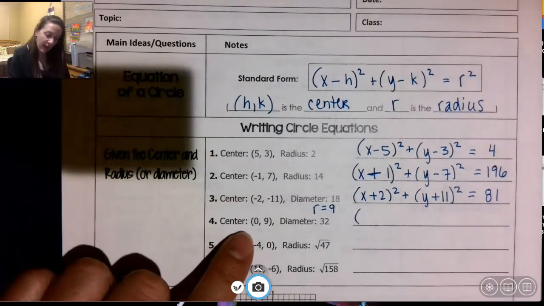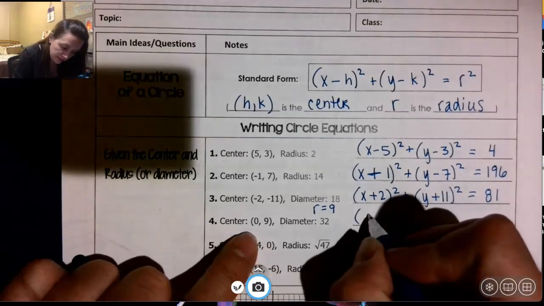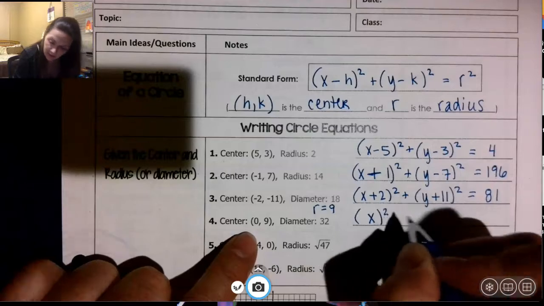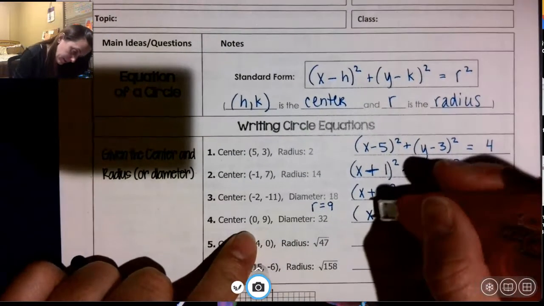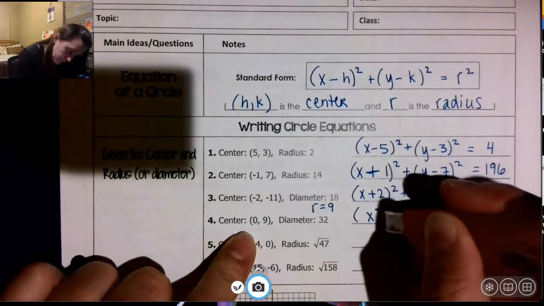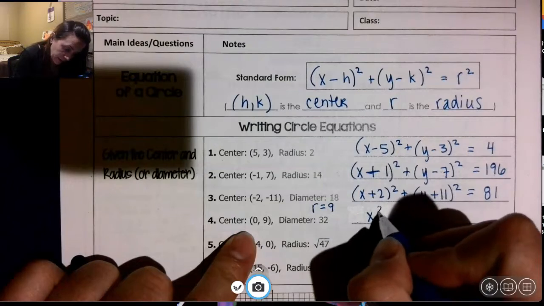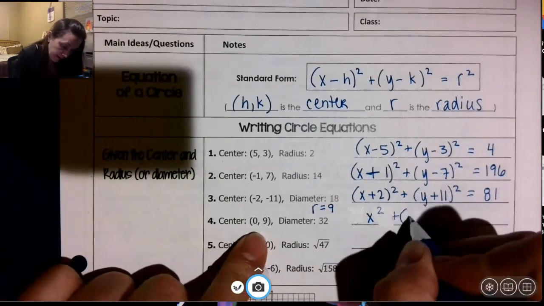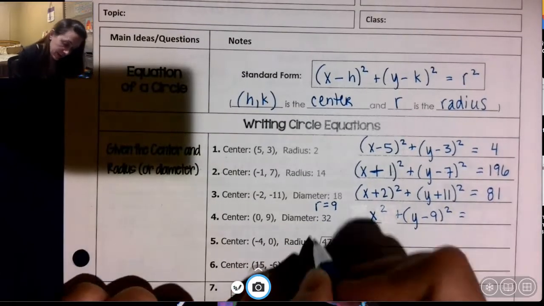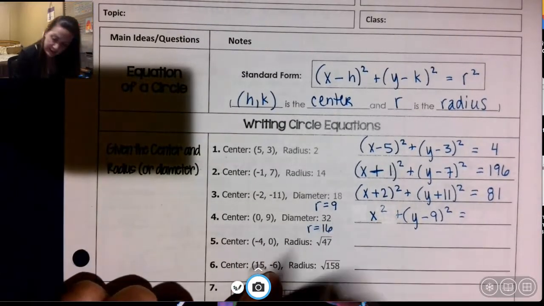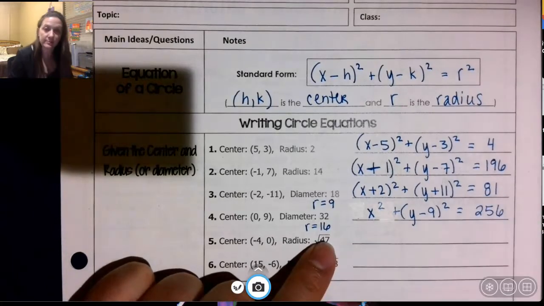Here, now we have x minus 0. Well, x minus 0 is x, so I'm just going to write x squared here. You don't need to write the parentheses, but I'm actually going to have them. So I'm just going to have x squared here because it's a 0, plus y minus 9 squared. Diameter is 32, which means my radius is 16. 16 squared is 256.